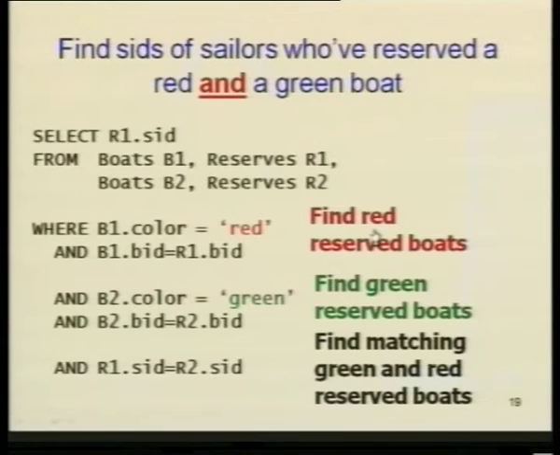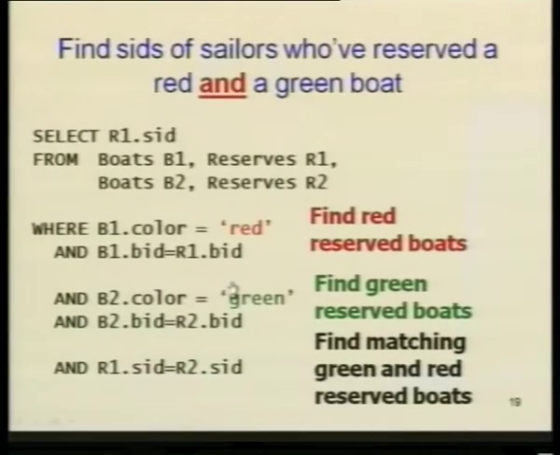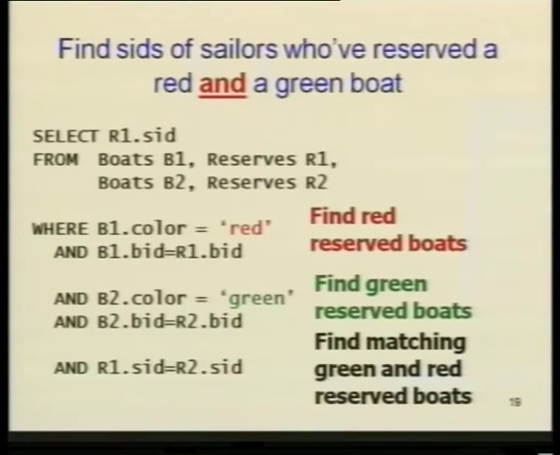This is another way of writing the same query, nothing different. B2.color is green and similarly find reserved boats, and then I find that these are equal, finding matching green and red reserved boats. So, this gives me an intersection without actually using intersection. So, this is also equivalent. Please note there is no one way of writing a SQL query for getting the same answer. If you look here, this query and this query are equivalent.